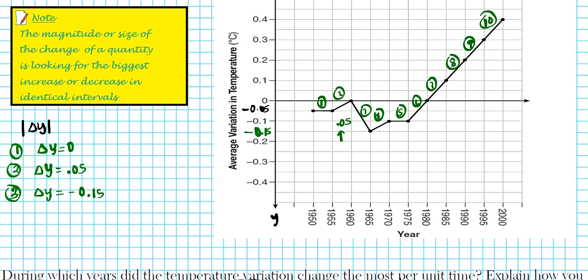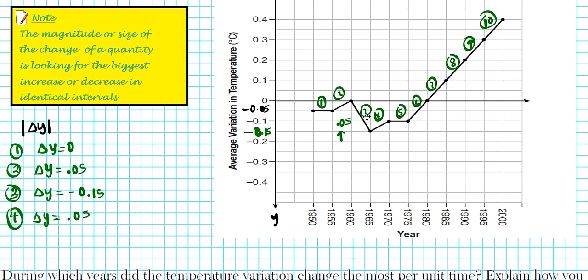0.15. All right, let's take a look at interval 4. What happened in interval 4? You had a rise. The rise is just by 1 tick mark. What is 1 tick mark equivalent to? 0.05. Okay, so the temperature variation there, we had a rise of 0.05. Notice interval 2 and interval 4 are parallel, right? So you shouldn't be surprised to see that they have the same rise.